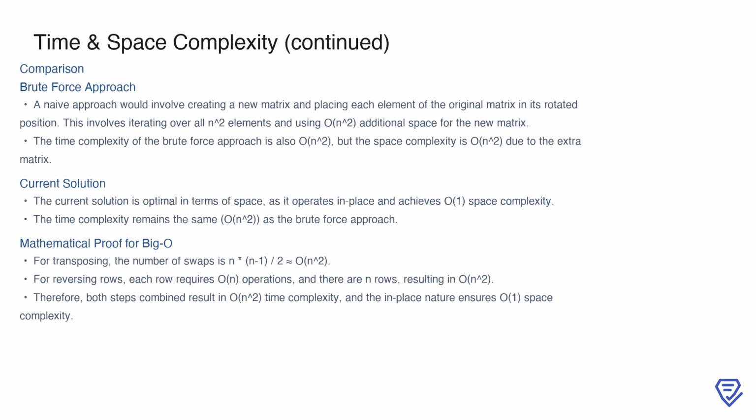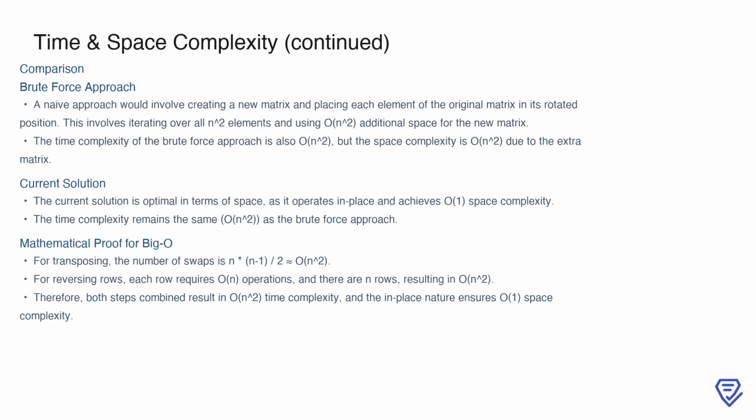Both approaches share the same time complexity of O(n squared), but our method avoids the overhead of creating and managing an additional matrix. Mathematically, we can confirm this efficiency as follows. Transposing involves approximately n times (n-1) divided by 2 swaps, which is O(n squared), and reversing rows requires O(n) operations per row for n rows, also resulting in O(n squared). Together, these steps yield an overall time complexity of O(n squared), with space complexity minimized to O(1), due to the in-place operations.